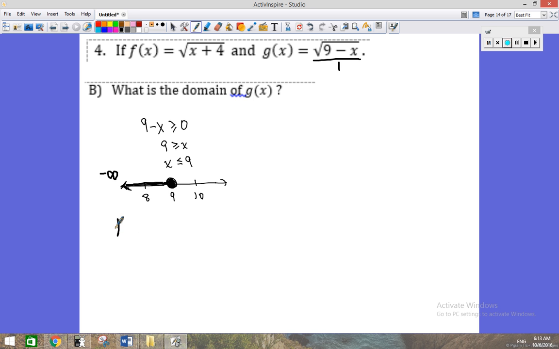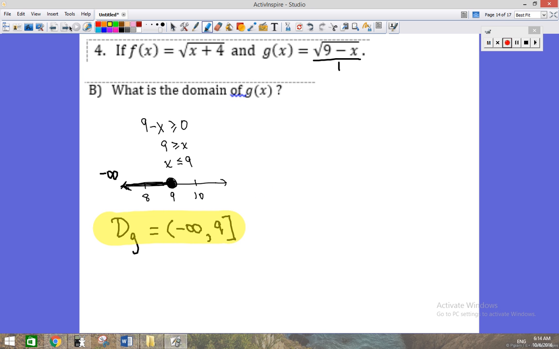A very common way we describe this interval that's shaded here: we start with smaller values, so it doesn't get smaller than negative infinity. So negative infinity all the way up to positive 9, including 9. So there's my answer. There's the domain for G.